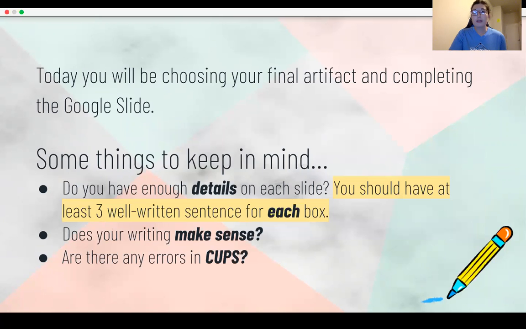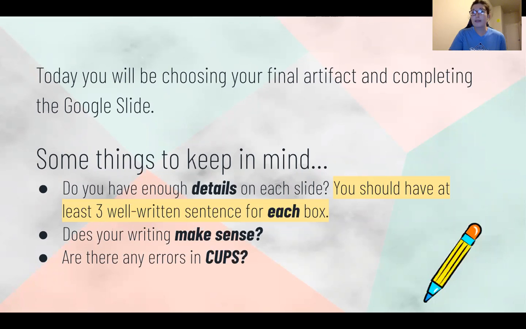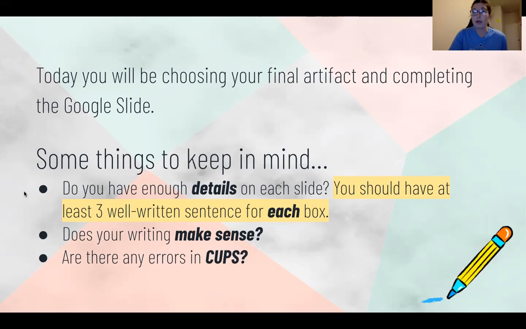Today, you will be choosing your final artifact and completing the Google slide for that artifact number 5. After you finish your 5th artifact slide, I want you to reflect on all 5 of your slides. And I want you to keep the following items in mind. The first bullet point. Do you have enough details on each slide? You should have at least 3 well-written sentences in each box.